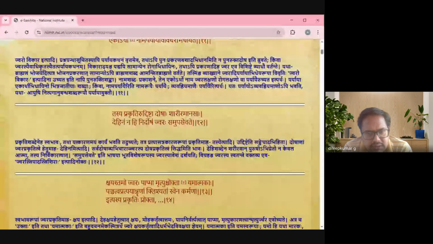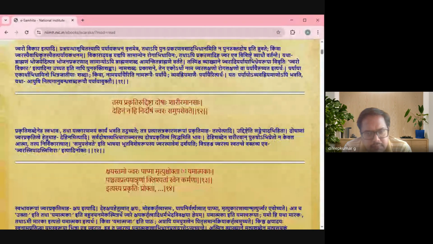What is the Prakriti of Jwara? Prakriti of Jwara is that it will cause Jwara or Tapa in Sharira and Manasa. Dehinam Nahi Nirdosham Jwaram Samupasevet. In some diseases, it may affect only Sharira or only Manas. But in case of Jwara, it will affect Sharira, Manas, Indriya, everything. There is no part in the body, mind, Indriya, etc., which is not affected by Jwara. That is the Prakriti, the nature of Jwara.